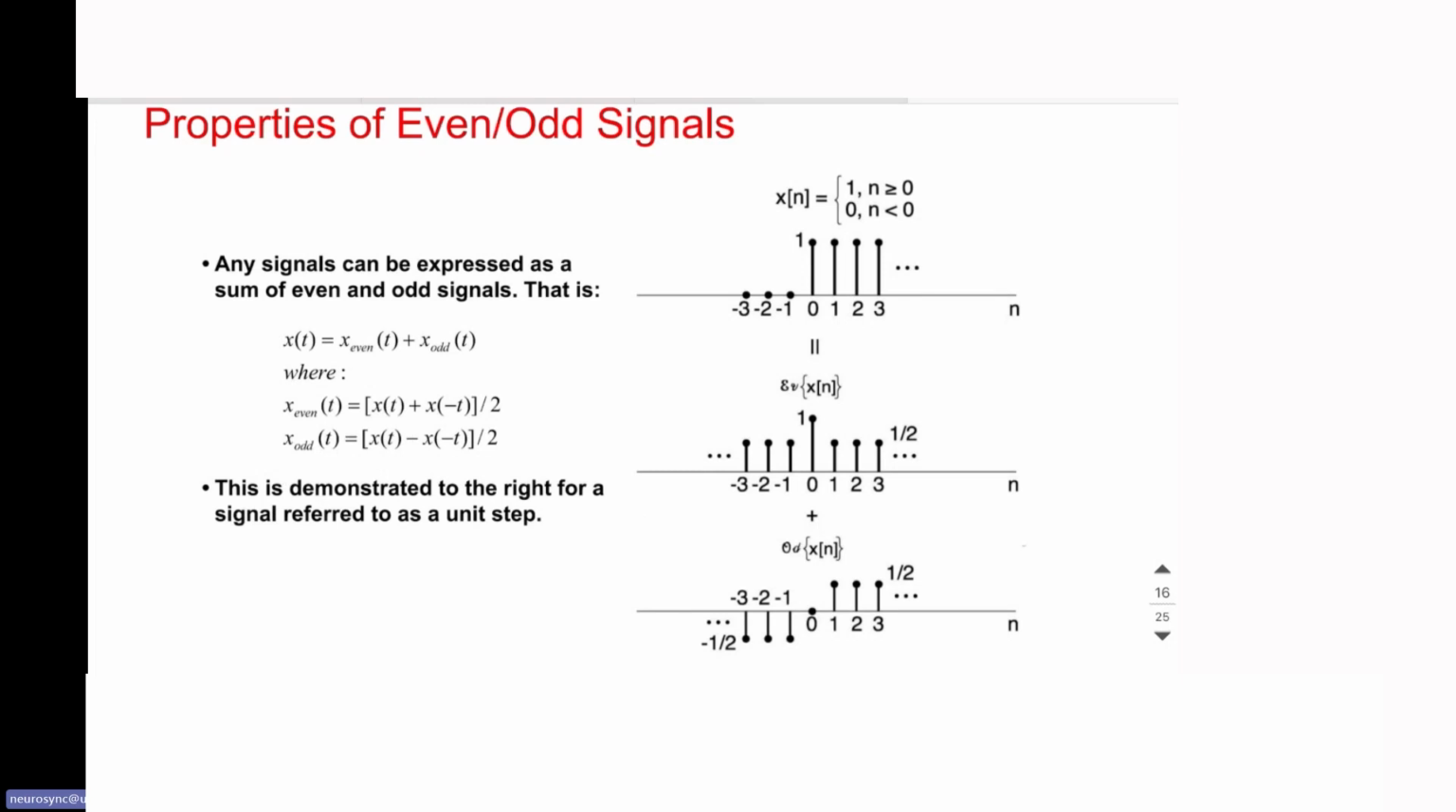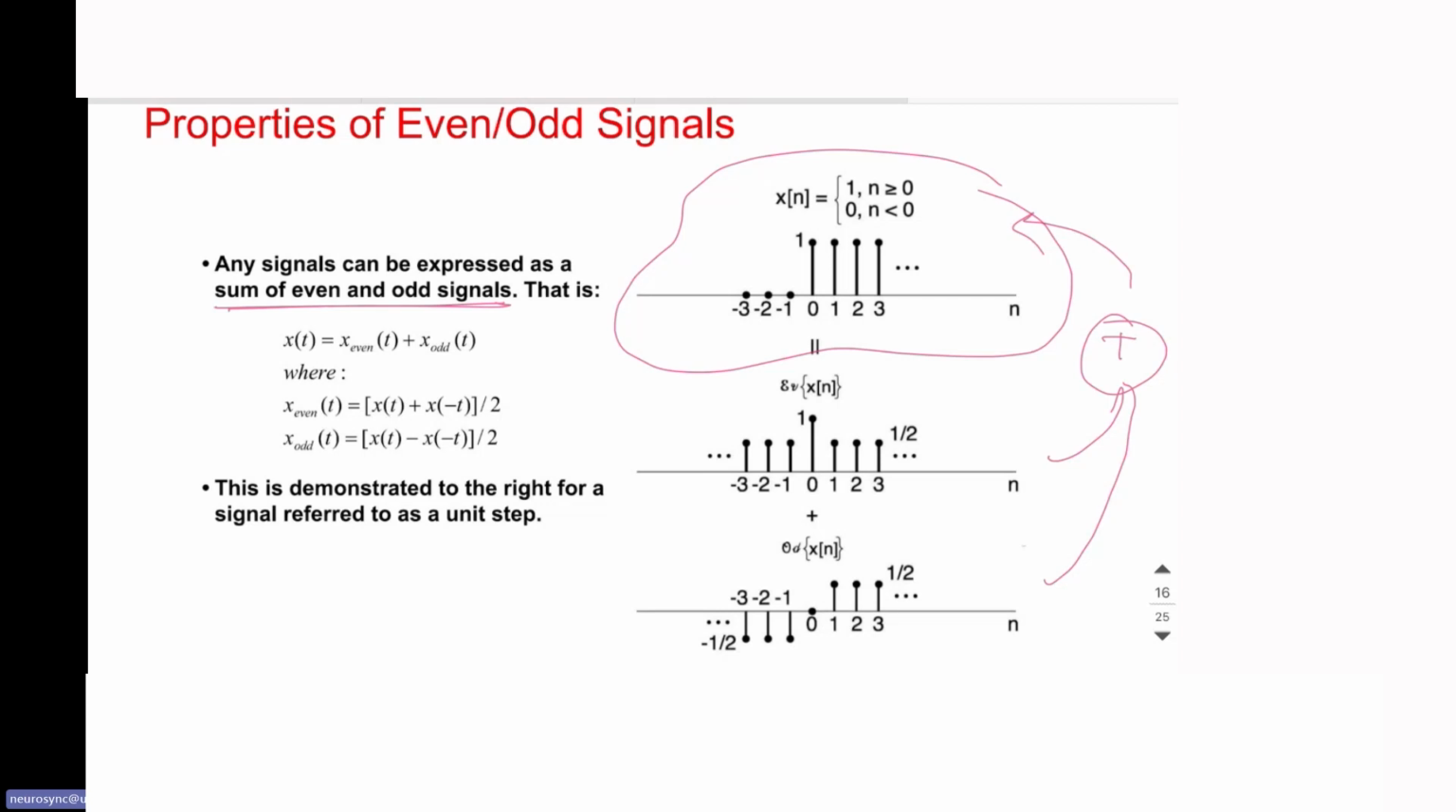Basically, any signal we can express as the sum of the even and odd signal. This is very important. If I have a signal like this, then this signal is basically the addition of these two signals. If we add these two signals, we get the signal like this. So any signal we can express as the sum of the even and odd signal, or we can split a particular signal in even and odd form.